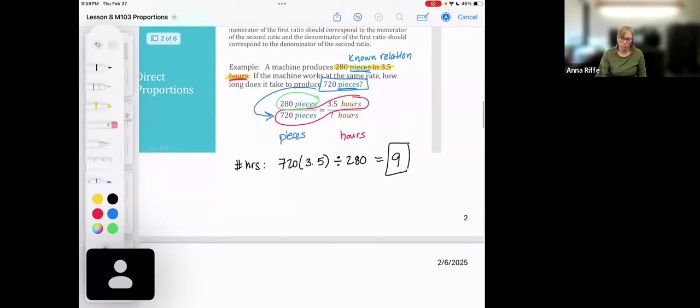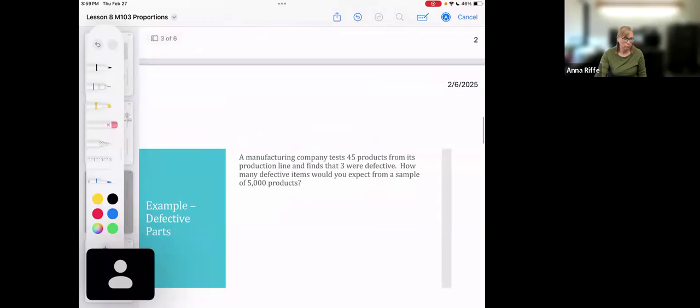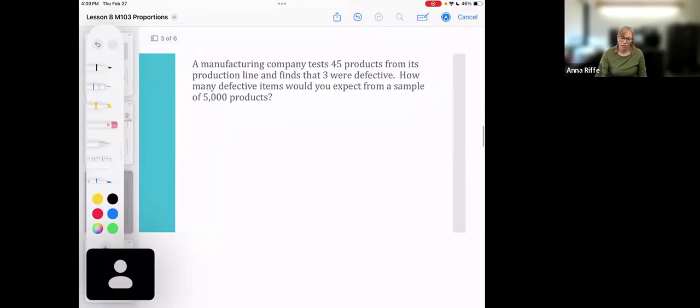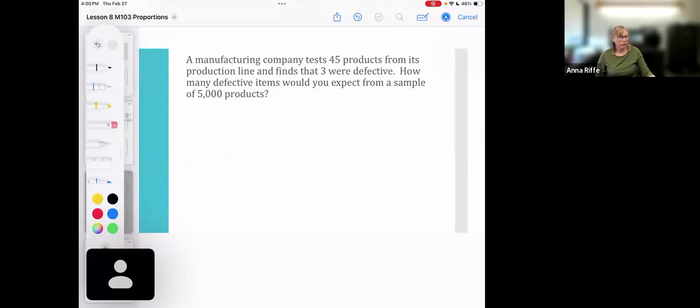Let's do another one. Or two or three. A manufacturing company tests 45 products from its production line and finds that 3 were defective. How many defective items would you expect from a sample of 5,000 products?